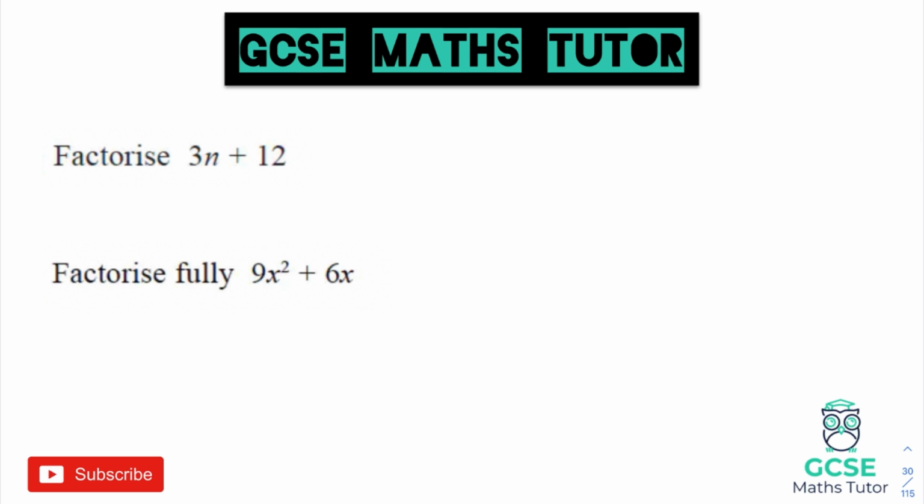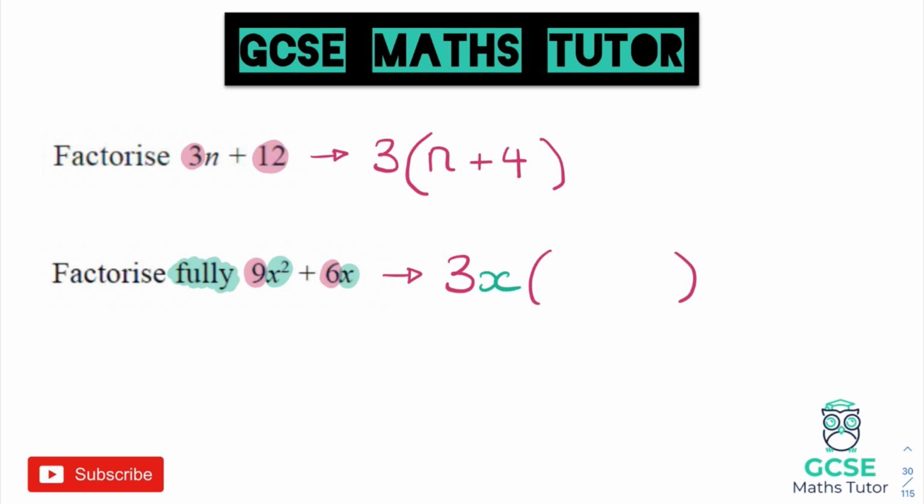If you have to factorise, don't forget we're just looking to think what factor goes into both of them, and we put them on the outside of the bracket. So for this one it's 3, and then just reverse the expanding process. So 3 times n and 3 times 4 would give us the 3n plus 12. If you have to factorise fully, you tend to have a letter that goes out as well. So look what's in both, take it on the outside, and then again just reverse the process when we were expanding.